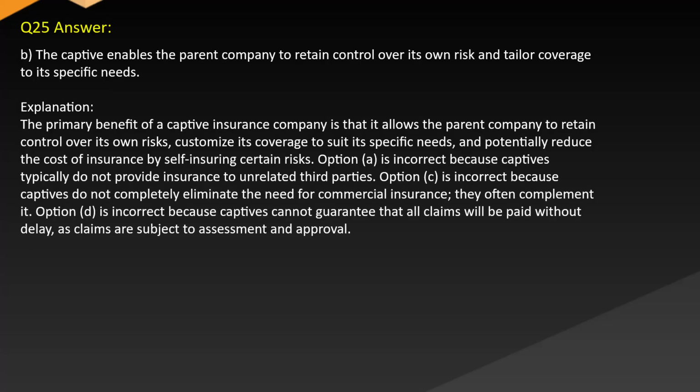Answer: B. The captive enables the parent company to retain control over its own risk and tailor coverage to its specific needs. Explanation: the primary benefit of a captive insurance company is that it allows the parent company to retain control over its own risks, customize its coverage to suit its specific needs, and potentially reduce the cost of insurance by self-insuring certain risks. Option A is incorrect because captives typically do not provide insurance to unrelated third parties.